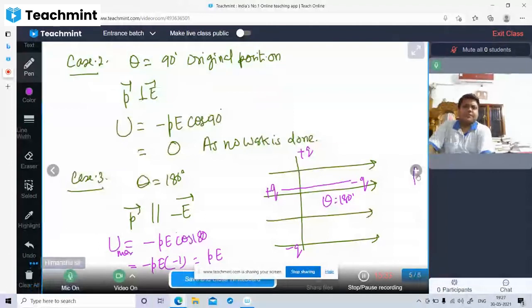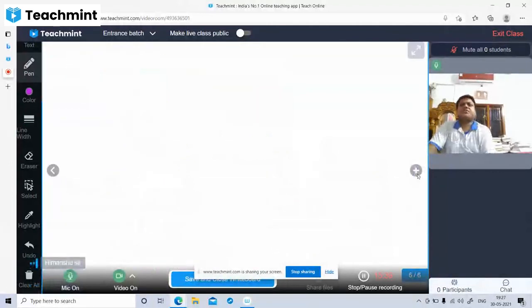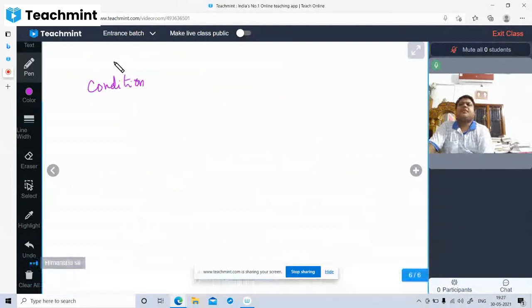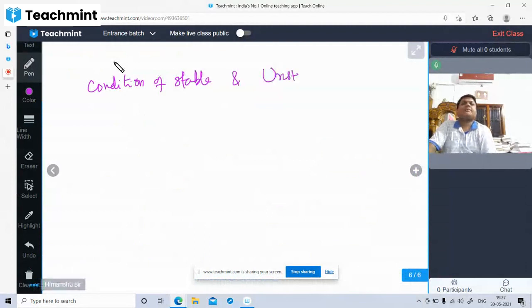Understood? So now let us talk about stable and unstable equilibrium. Okay. So the condition of stable and unstable equilibrium.